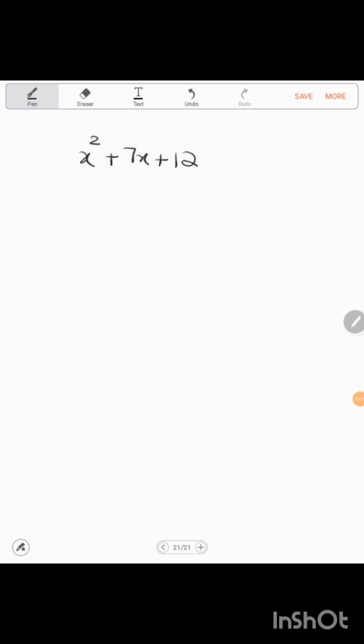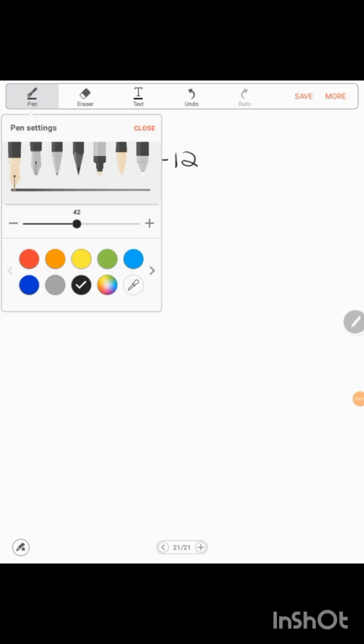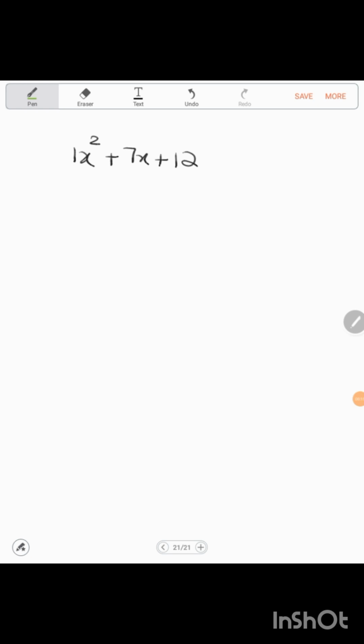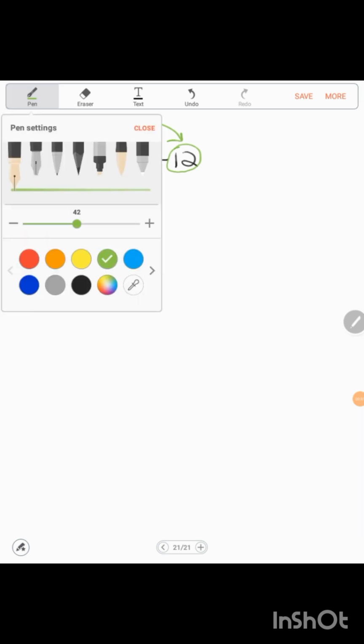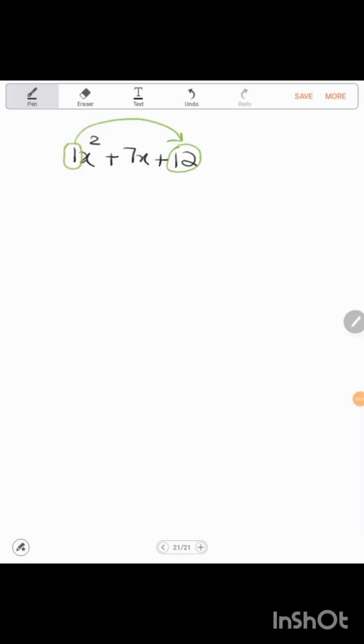The first step is that x square has coefficient 1. You need to multiply the coefficient of x square with the third term of the expression, which means 1 into 12. We are doing this because we are going to find the factors of 12. So 1 into 12 is 12. Now the next step is to find the factors of 12. So 1 into 12 is 12.